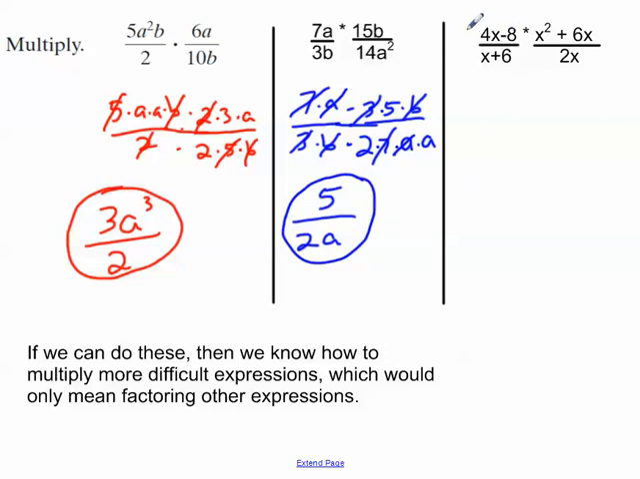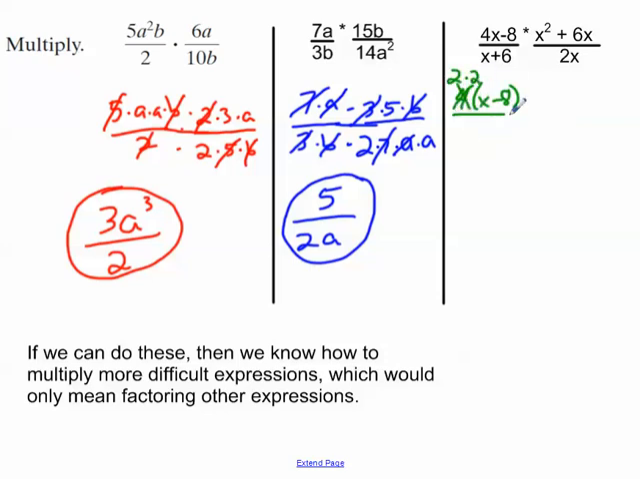Alright, this gets a little trickier over here, so let's make this green. 4x minus 8. Well, we've got to go back to the previous chapter, chapter 6, and factor this 4x minus 8. 4x minus 8 factors to 4 times x minus 8. And if we're going to go to prime factorization, we'll call the 4 2 times 2.